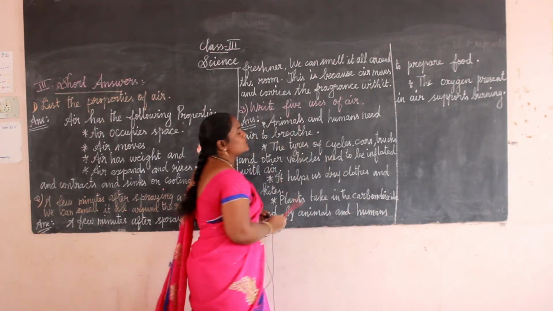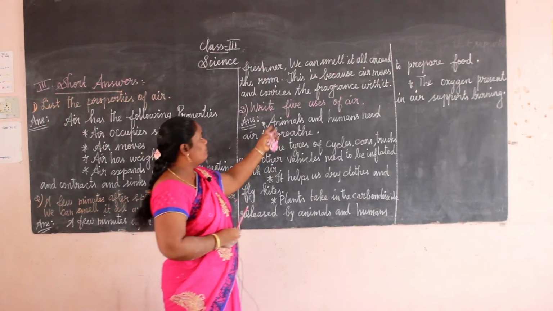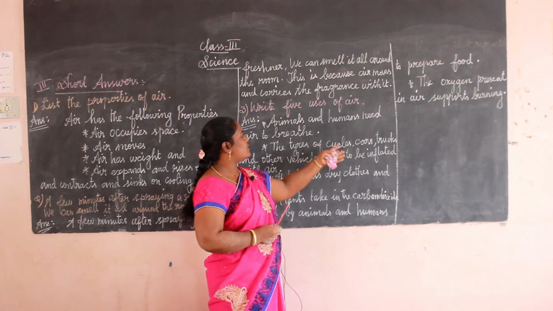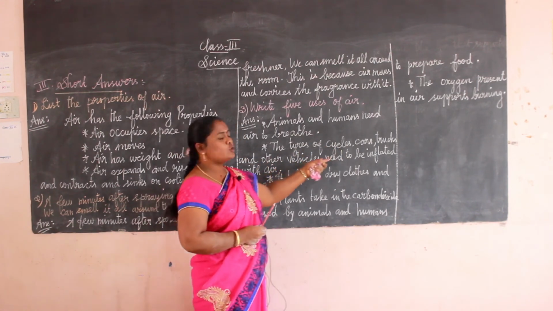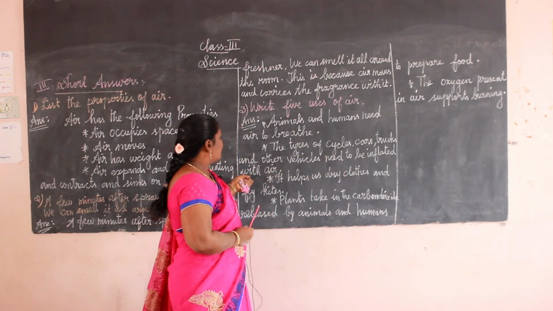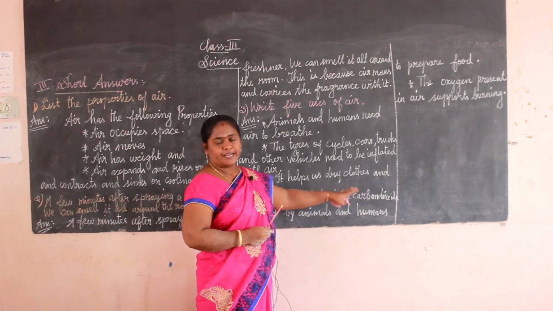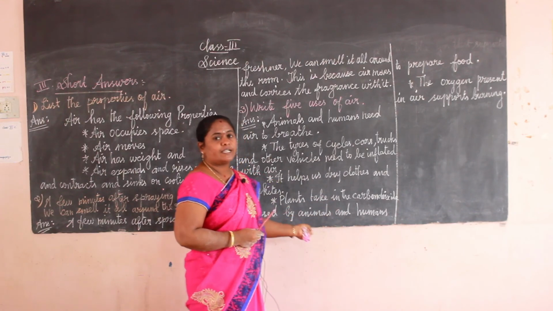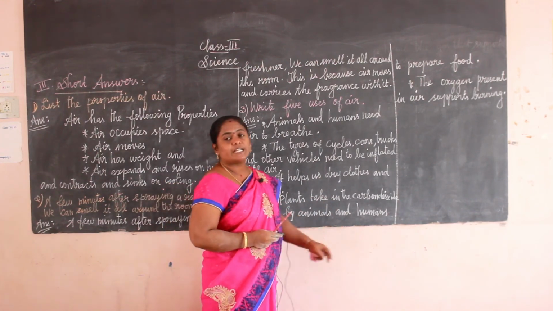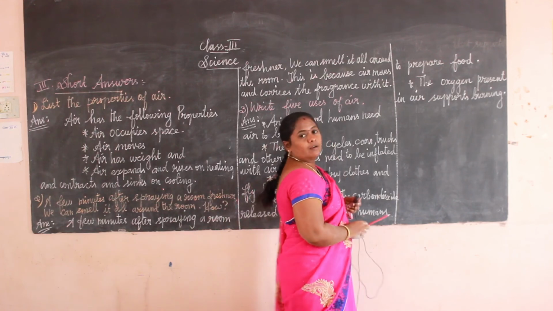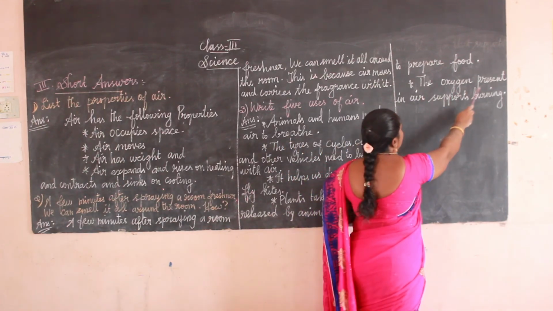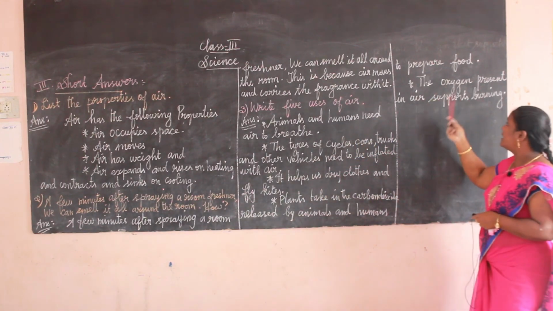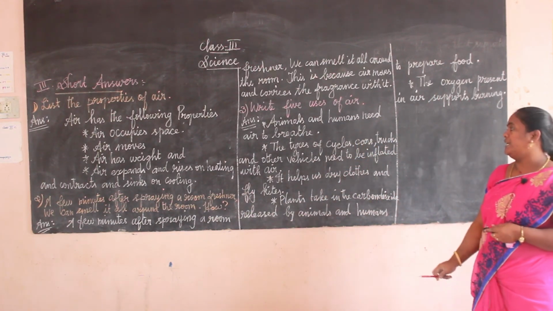And then write 5 uses of air. Animals and humans need air to breathe. The tires of cycles, cars, trucks and other vehicles need to be inflated with air. It helps us dry clothes and fly kites. Plants take in the carbon dioxide released by animals and humans to prepare food. The oxygen present in air supports burning.